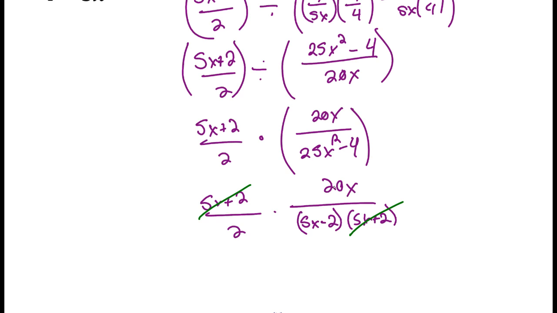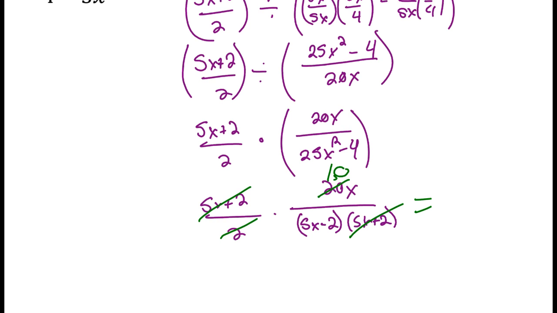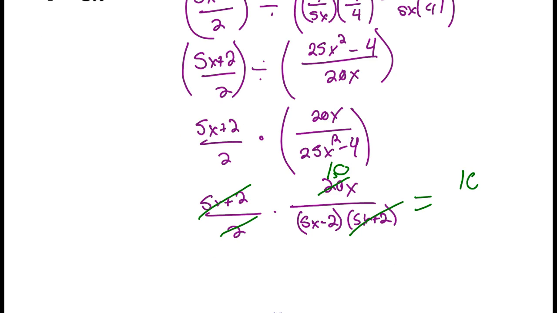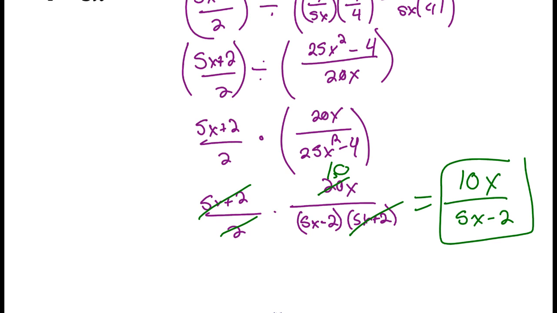I'm also looking, I have a factor of 20 and 2. Those divide out and leave behind a factor of 10 in the numerator. So my final answer is this original expression, and all of these expressions actually, are equivalent to 10x over 5x minus 2. That is our final answer.